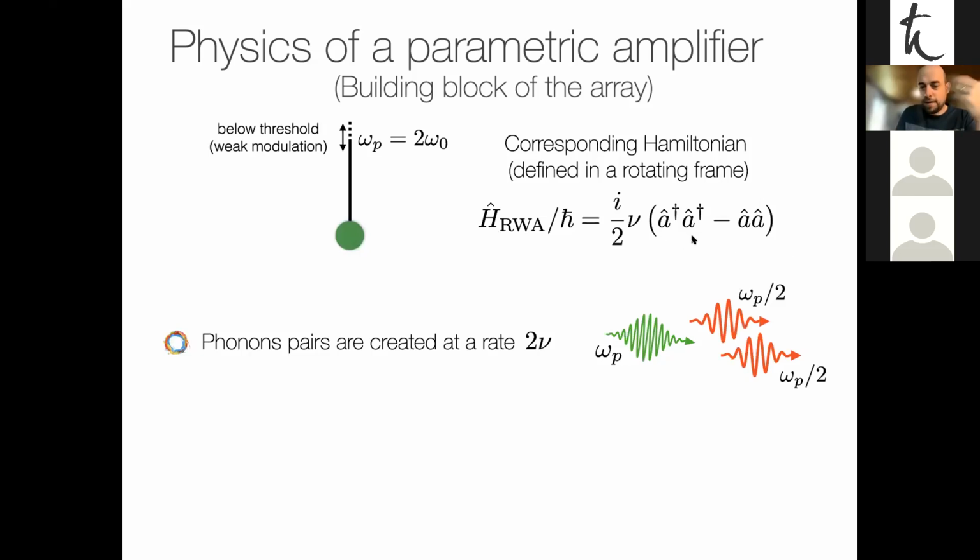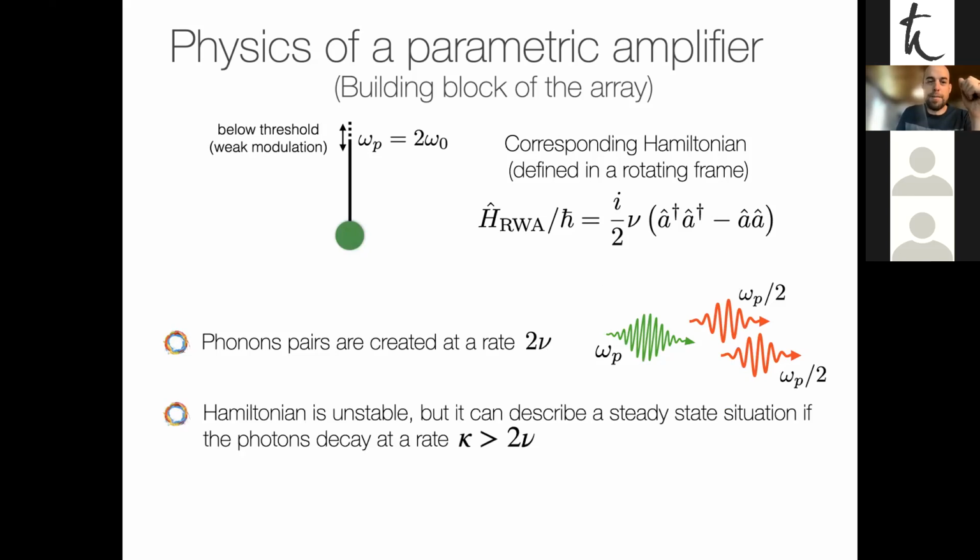All of this is described by the well-known squeezing Hamiltonian, and this Hamiltonian basically describes the exponential accumulation of photons with rate 2 nu. It's an unstable Hamiltonian, because if there were no dissipation, the photons would accumulate. But I have this boring situation where nothing happens just because the photons leak out of my system faster than they are created. Basically, I have a decay rate which is larger than this rate of creation of photon pairs.